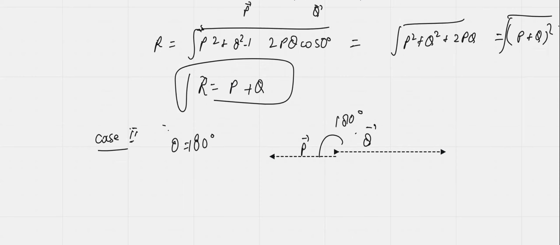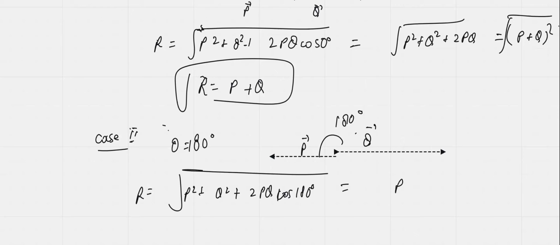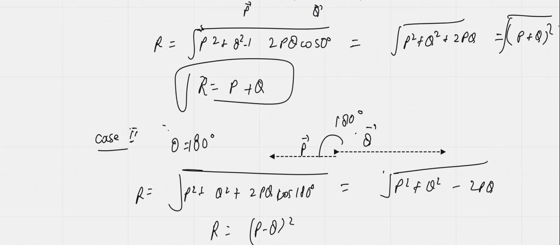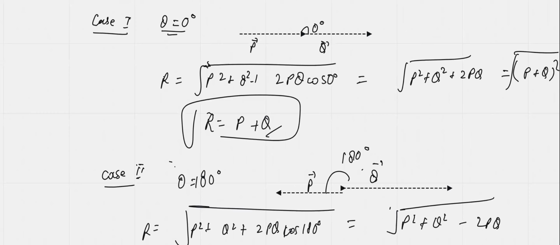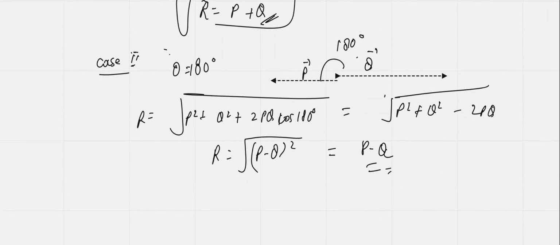Theta is 180 degrees. So R equals the square root of P square plus Q square plus 2PQ cos 180 degrees. Cos 180 is nothing but -1. So what I'm going to get is P square plus Q square minus 2PQ, which can be written as R equals the square root of (P minus Q) whole square, that is P minus Q. Got it? In the anti-parallel case we get this kind of equation. In the parallel case we got the earlier equation.